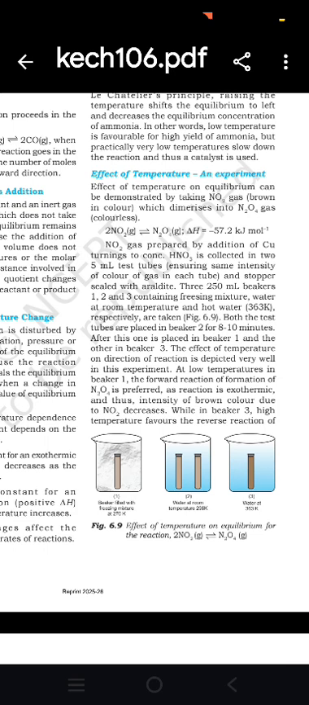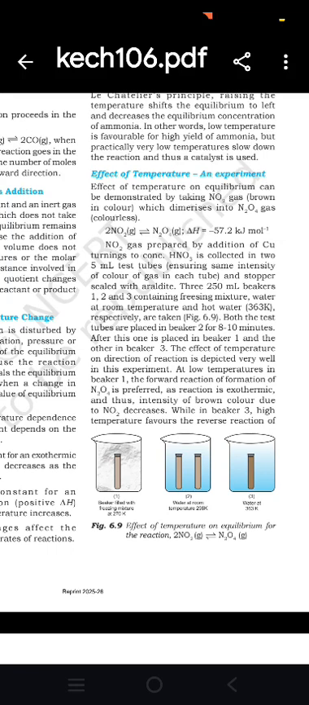The effect of temperature on equilibrium can be demonstrated by taking nitrogen dioxide gas, which is in equilibrium with N2O4 molecules. NO2 gas is prepared by the addition of copper to concentrated HNO3. It is collected into 5 ml test tubes, and the colour of the gas in each test tube is noted, and the tubes are sealed with stoppers.